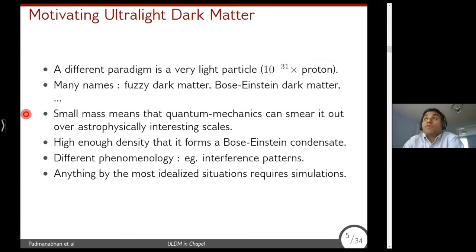You see, for instance, the wave properties of this dark matter in a lot more detail. So you can see things like interference patterns. It has a high enough density that it can form Bose-Einstein condensates. And probably for this talk, the most important piece is that to calculate anything about this dark matter beyond the most trivial and idealized situations requires actually doing a simulation. And so we were led to thinking about simulating this dark matter.